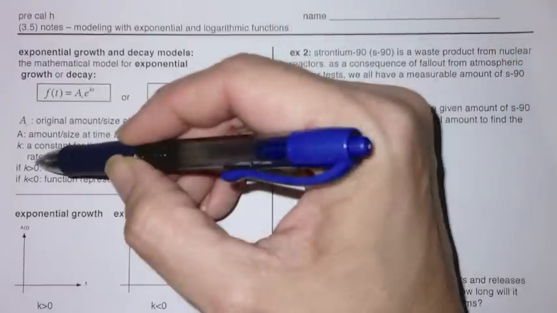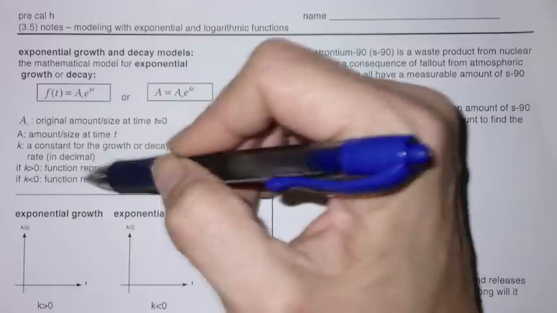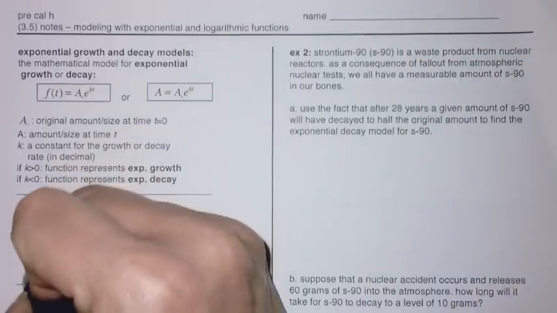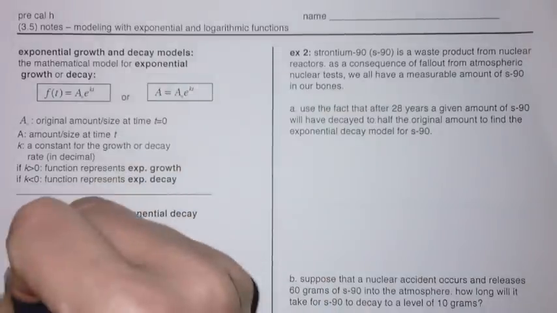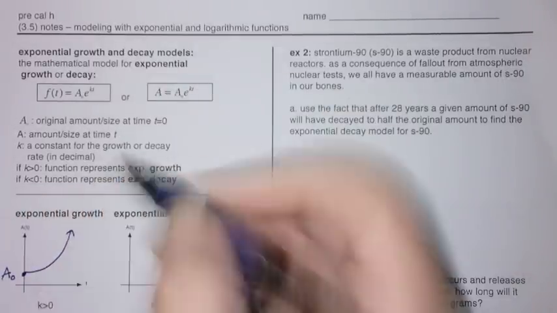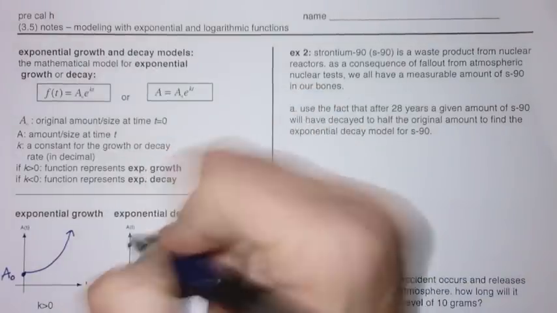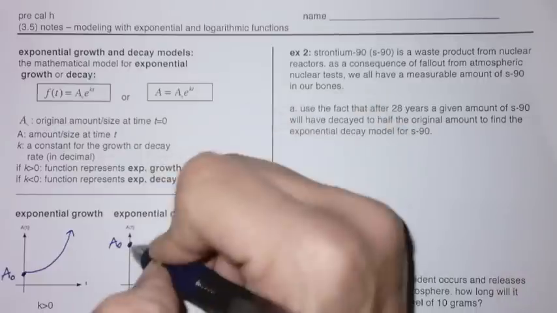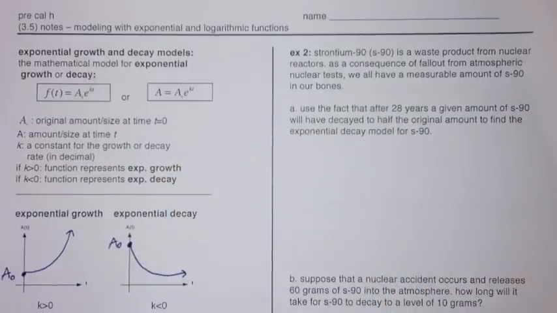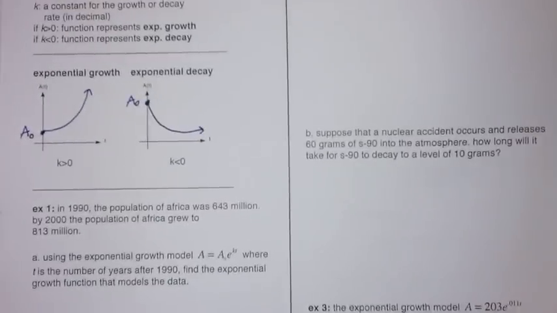If k is greater than 0, then the function represents exponential growth, and if k is less than 0, then it represents exponential decay. So just tying it to what we already know, if A naught is down here and then it goes up, that would represent exponential growth, and if A naught is here, then it's going down, that would represent exponential decay. So we're going to use these two formulas right now, and then we're going to progress to some other ones.